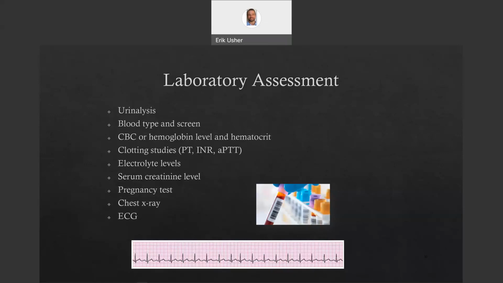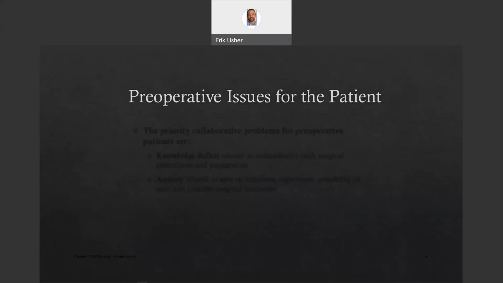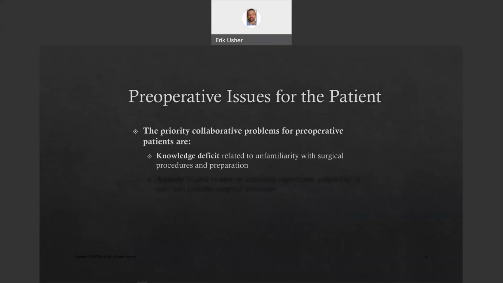And then when we say EKG, we mean a 12-lead EKG, looking at the entire heart and looking for any abnormalities in there. Preoperative, they can have some issues with these patients. So the priority collaborative problem for preoperative patients usually is a knowledge deficit. They're unfamiliar with the procedure and preparation. So we as nurses need to ascertain that. Do you understand the surgery that's happening?